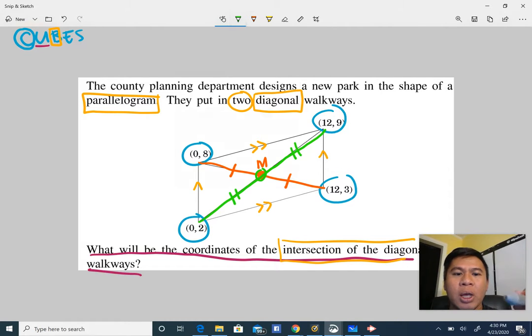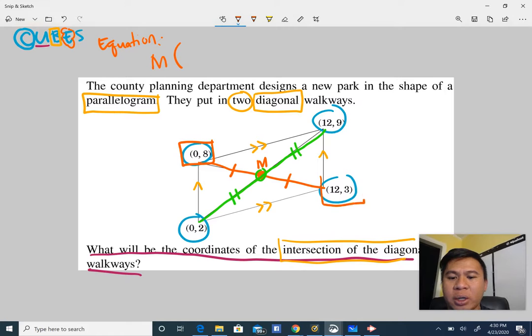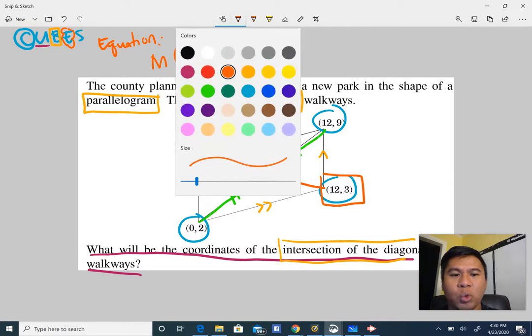So let's now have our equation for this particular case. To get our equation for the midpoint, the midpoint M should be equivalent to, if I'm going to use these two, I'll simply consider the x coordinates first.